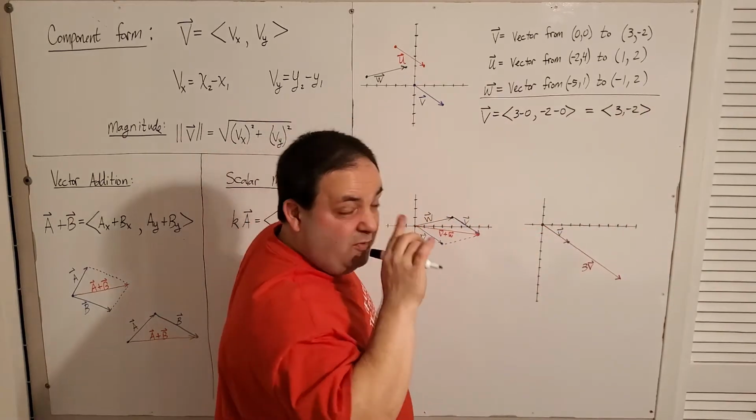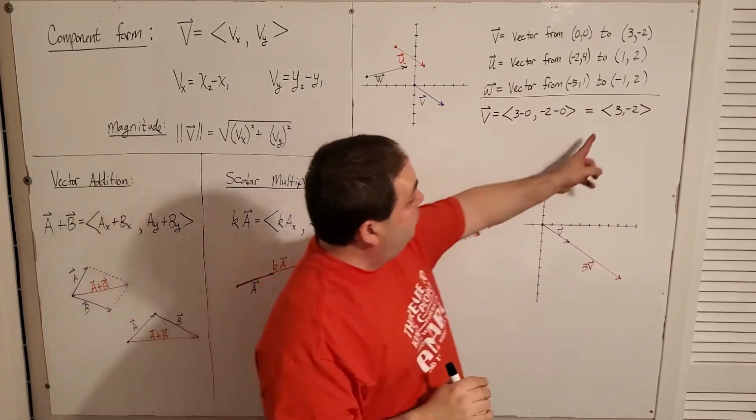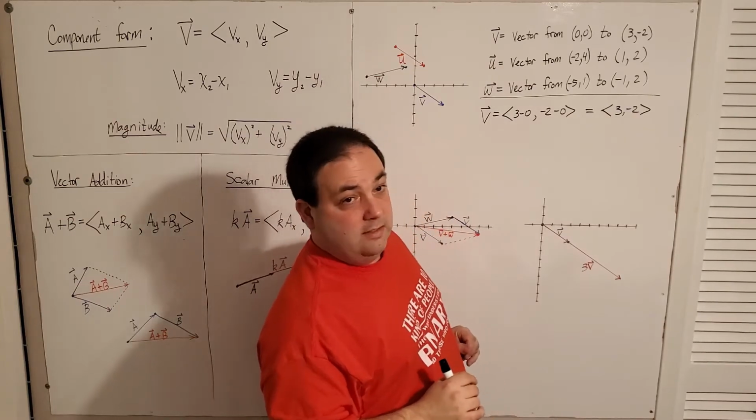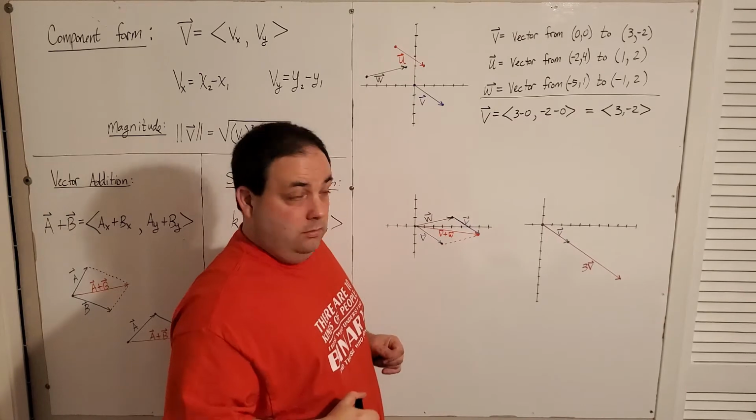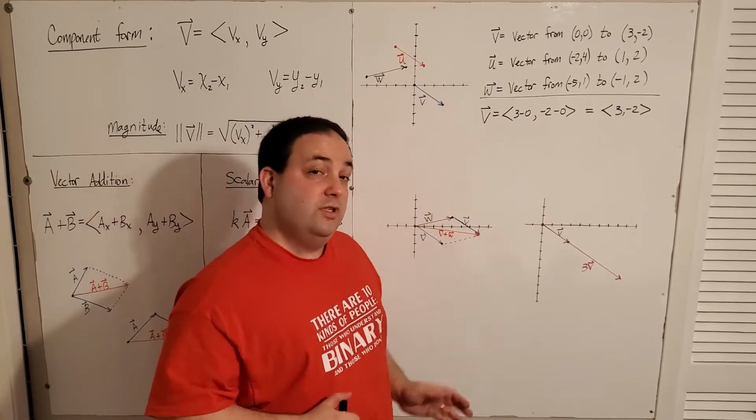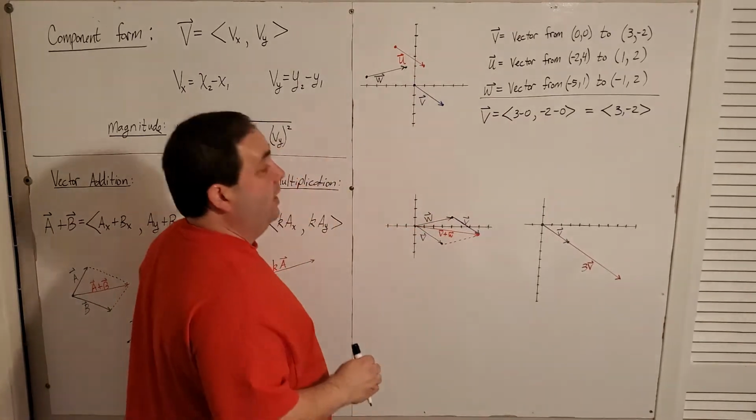Not to be confused with the point (3, -2). That's why it's in the pointy vector brackets. It represents an action, a motion, or a force, or whatever. 3 is one component, negative 2 is another component. It's not a point.